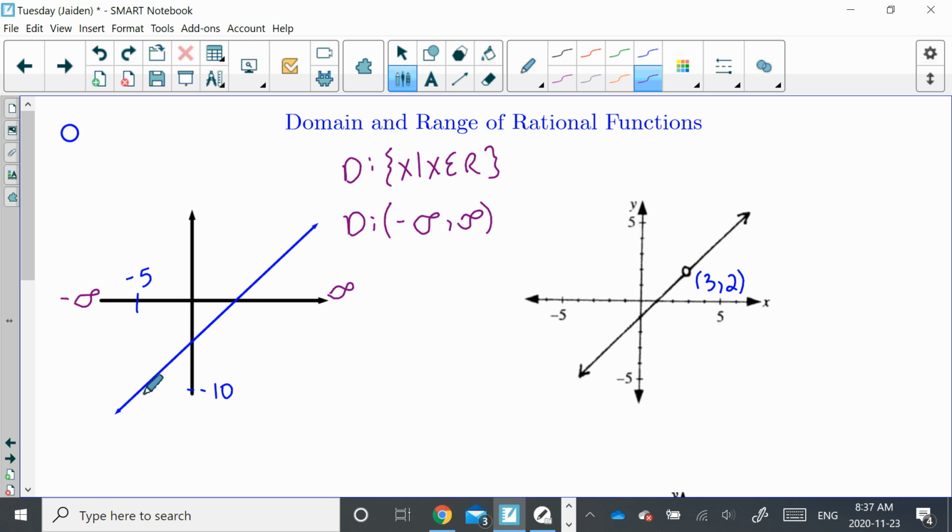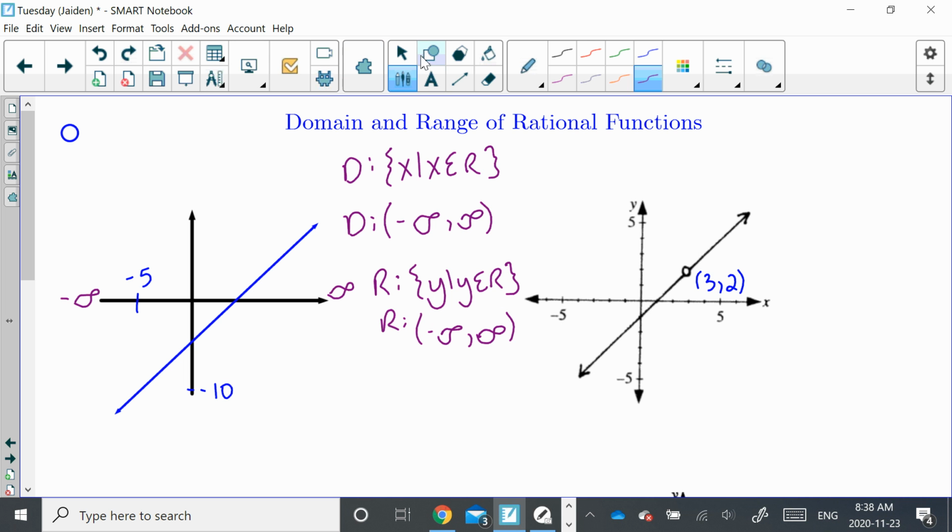The range would be the exact same thing, except for range, we're discussing y values. So in set builder notation, y is such that y belongs to the set of real numbers. And in interval notation, we would say our graph goes from negative infinity to infinity. Remember that when you're dealing with interval notation and we have infinity, you will always use rounded brackets, never squared brackets. So this would have been the domain and range if it was a linear function.